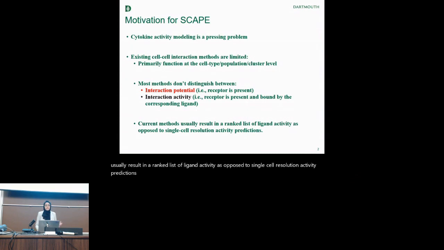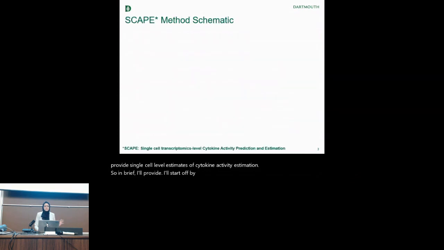So one of the key innovations for our method was that we wanted to provide single cell level estimates of cytokine activity. In brief, I'll start out by providing a schematic of the SCAPE method followed by some initial results, and then discuss an implementation of the SCAPE method to mouse models followed by some of the initial results for that. And lastly, venturing into future directions.